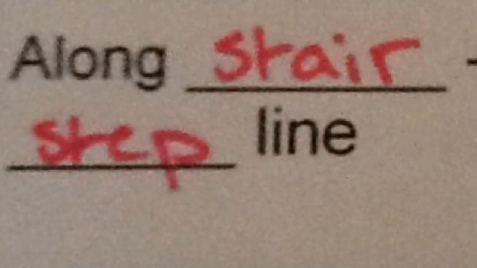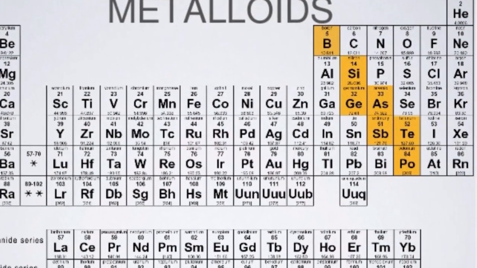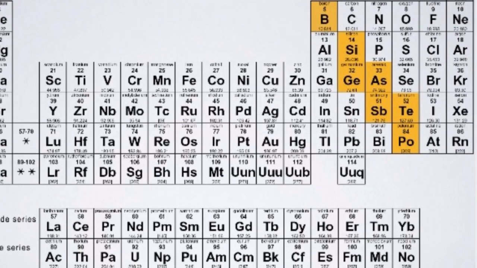There are no specific families or groups for the metalloids. We say they are along the stair-step line on the periodic table. You can see it descending here from the top left, which is boron, down all the way diagonally to polonium.